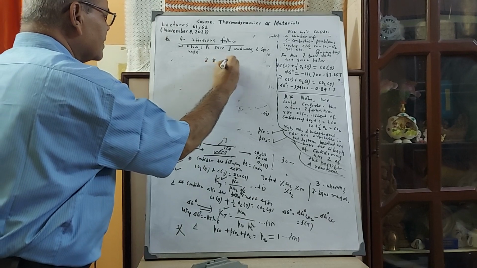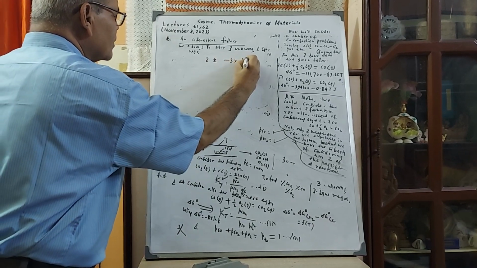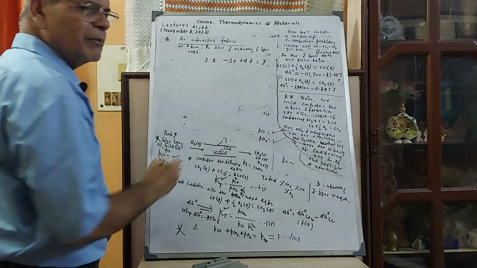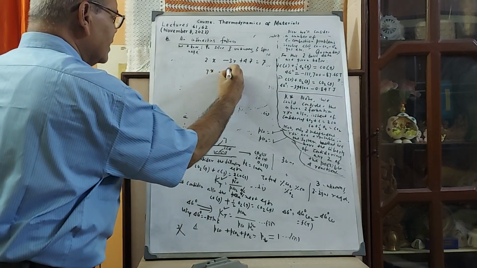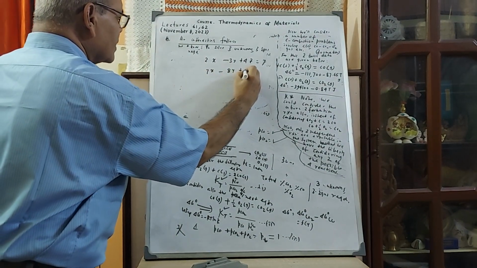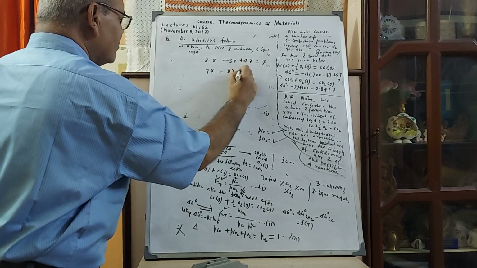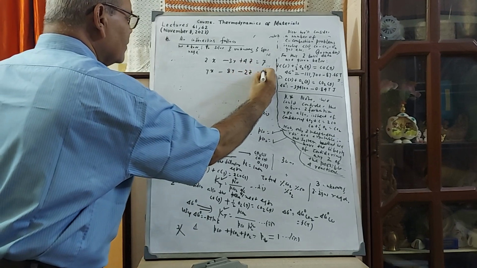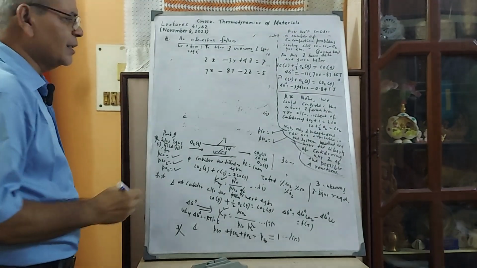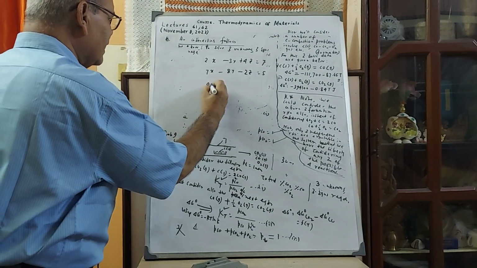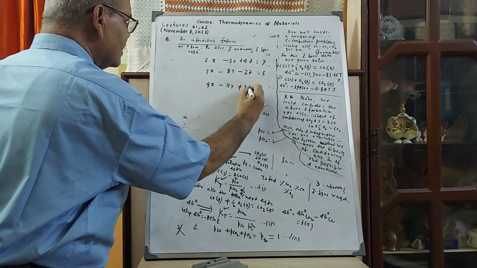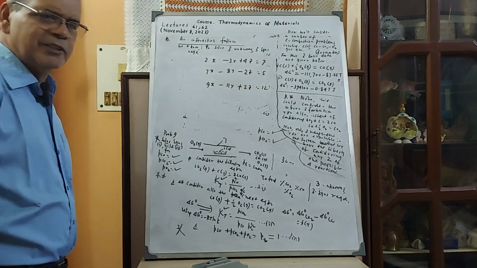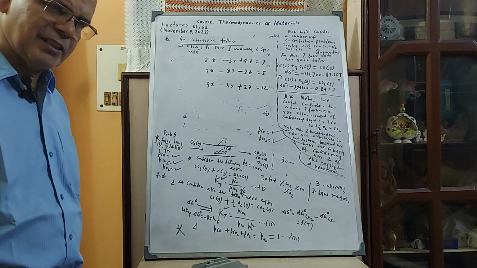2x minus 3y plus 4z is 7. I'm giving this one equation. Another equation, 7x minus 8y minus 2z is 5. Giving two equations. Third equation I am giving: 9x minus 11y plus 2z is 12. Three unknowns, three equations. We have read this, solve this.